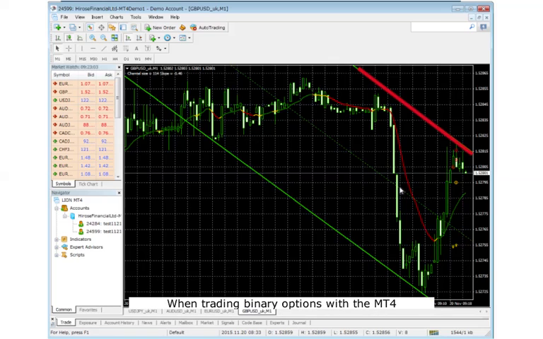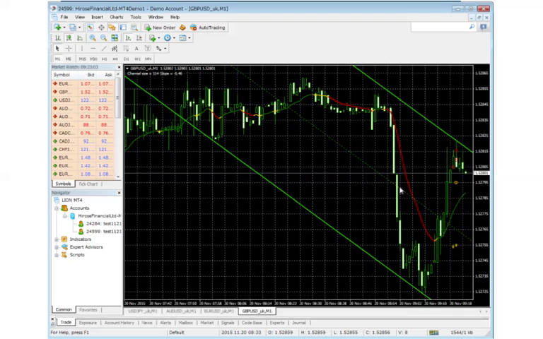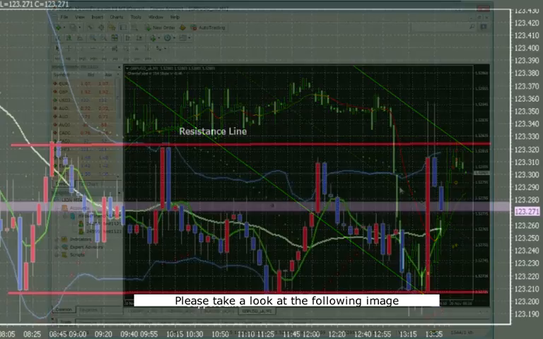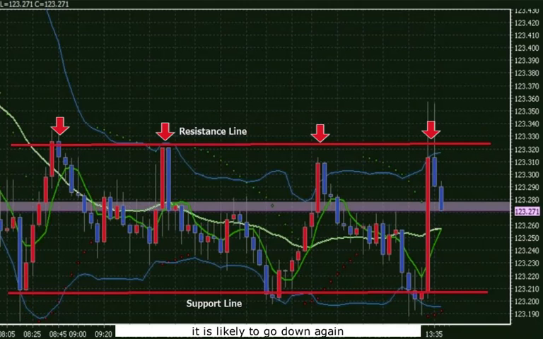When trading binary options in the MT4, it is really helpful to know about the use of resistance and support lines. Please take a look at the following image. When the market is near the support line, it is likely to turn back from that point and go up again. When the market is near the resistance line, it is likely to go down again.